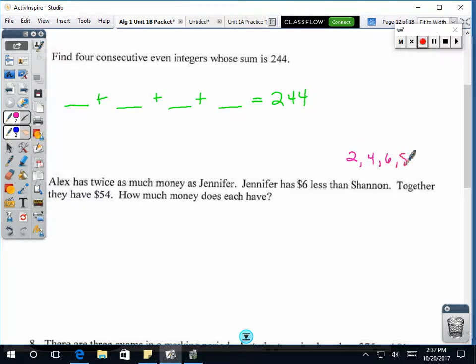Okay, that's right, but I had already started writing 2, 4, 6, 8. So look, if I assign this to the variable x, wouldn't 4 be x, because x is 2, so wouldn't 4 be x plus 2? 2 plus 2 is 4. And then to get 6, that would be x plus 4. 2 plus 4 is 6. And to get to 8, wouldn't that be x plus 6? I'm just thinking of even numbers. 2, 4, 6, and 8.